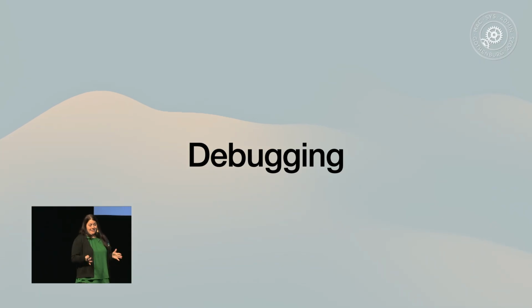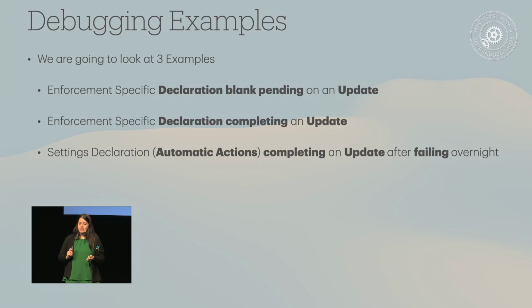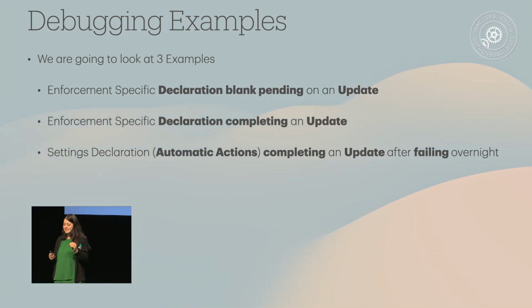Now, I've gone through a lot. I'm going to jump into 3 quick examples of debugging for some of these scenarios. Everybody's favorite part, right? I'll take a look at these. I am going to just do declarative. Again, check out that YouTube of the Penn State Mac sysadmin one if you want to see an MDM one.